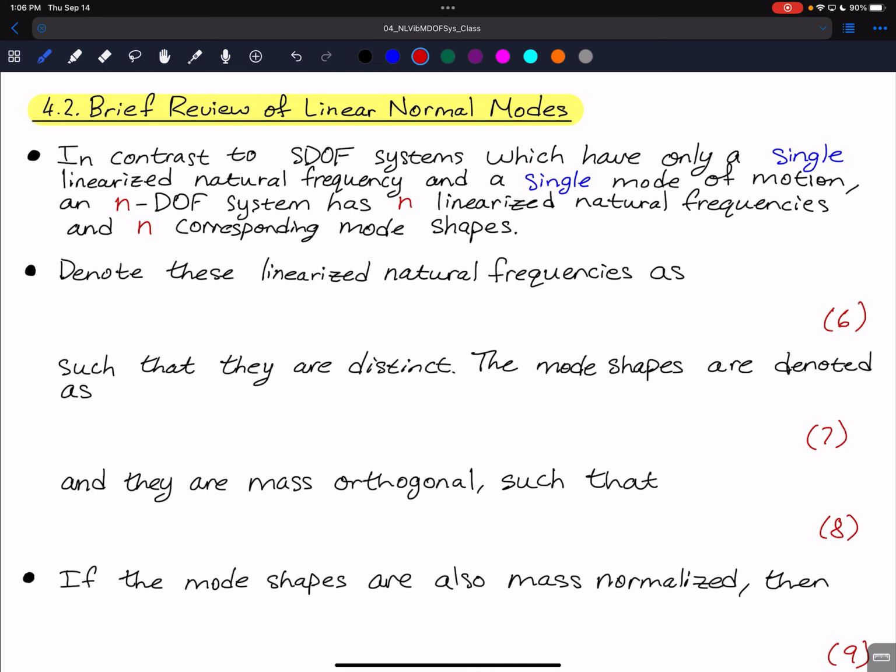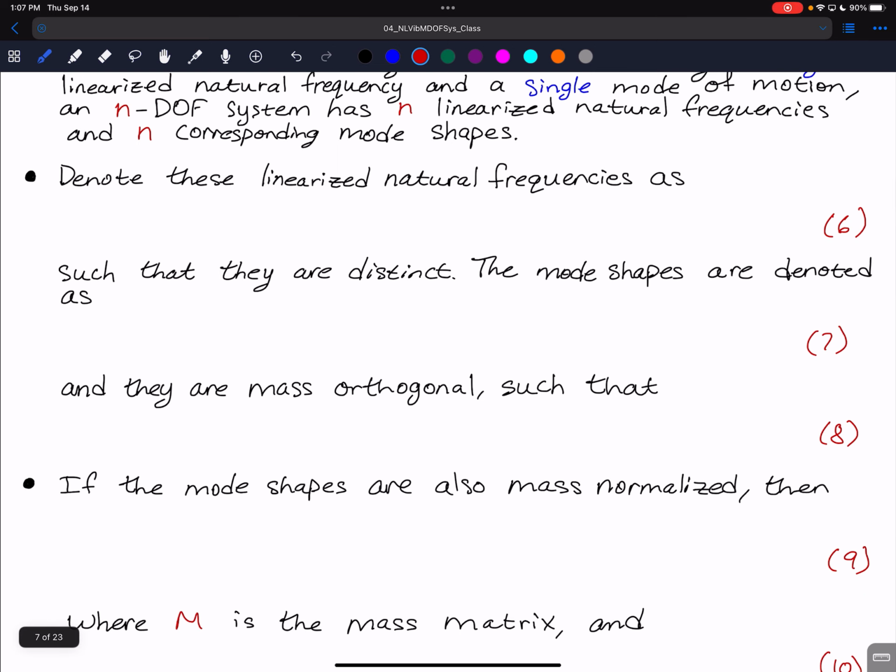And again, we already saw this bullet point. If we have a system with n degrees of freedom, we're going to have n modes and n natural frequencies. We're going to denote these as omega 1 all the way up to omega n, and these are not equal to 0, so we're ignoring rigid motion here. And we're going to say that they are distinct, and omega 1 is the smallest, then omega 2 is the next smallest, all the way up to omega n, such that they're distinct. Here we're not considering continuous structures, we're just considering discrete structures.